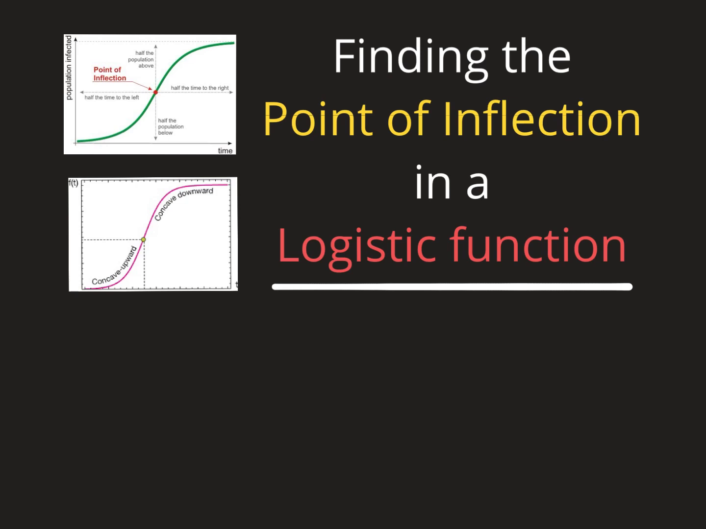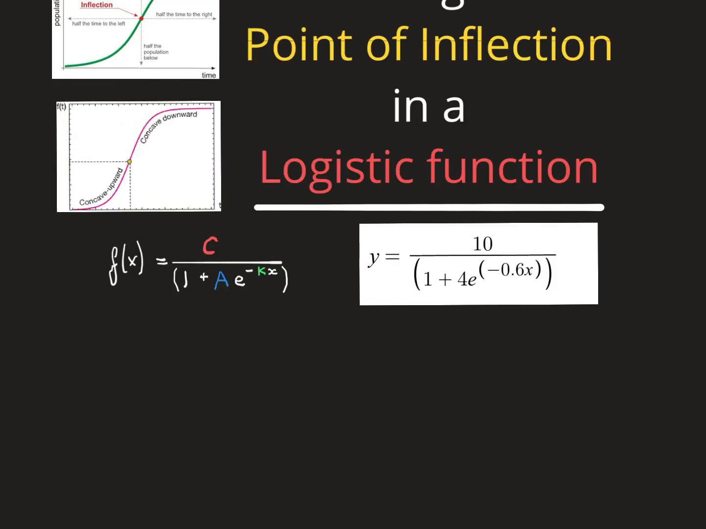A logistic function is usually a model for modeling growth for a population. It is a common S-shaped curve with an equation like so, where the colored letters C, A, and K are constants. As an example, I made up this particular equation where 10 will be the constant C, 4 is going to be the constant A, and K is going to be the constant 0.6. Note the minus sign is not part of the constant.